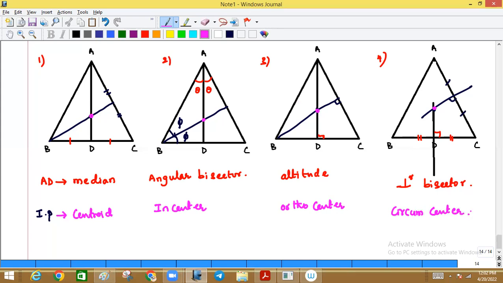Is that clear? Okay. First, medians. What is the point of intersection of medians? Point of intersection of medians is centroid. Point of intersection of angular bisectors is incenter. Point of intersection of altitudes is orthocenter. Point of intersection of perpendicular bisectors, circumcenter. These four should be clear, and we'll see a lot of formulas based on these four centers. Questions may come based on these four centers, both in prelims and mains, like in tier 1 and tier 2. This is very, very, very important.